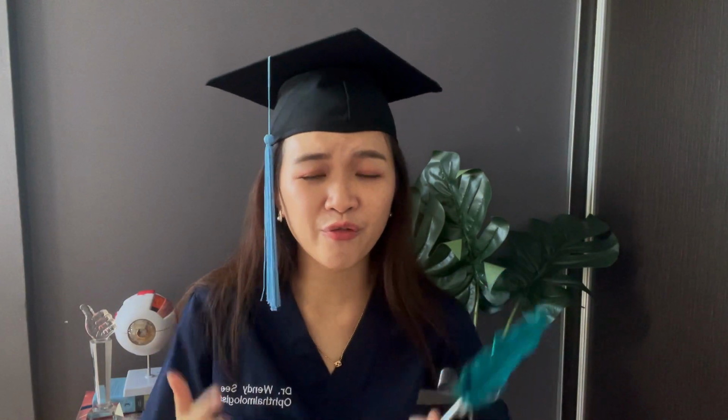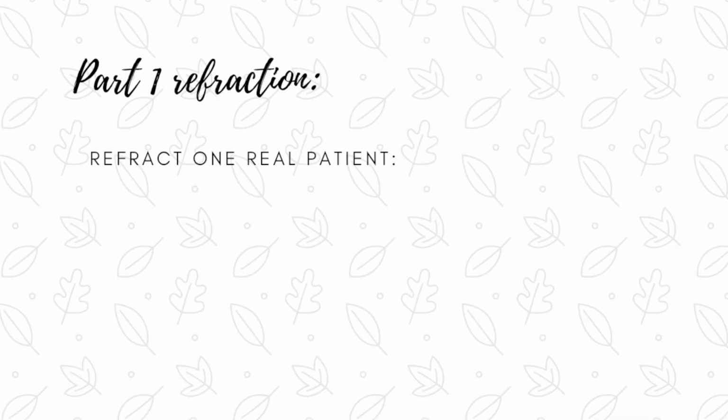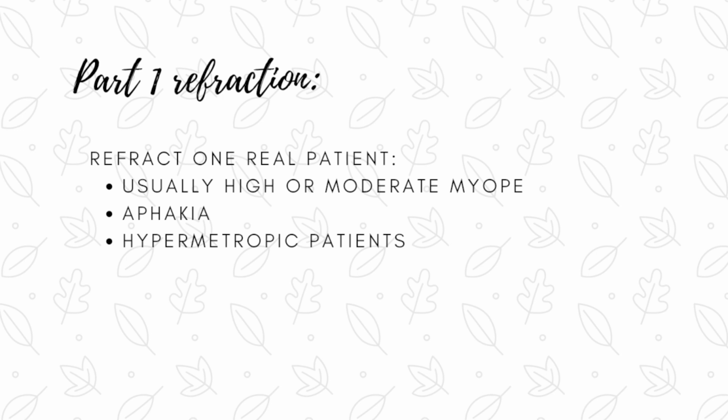Refraction: you're expected to refract a real patient. Some of the favorite patients that you will get are usually moderate myope and high myope. If you're super sway, then you may get an aphakic patient, or a hypermetropic type of patient. Then there will be a Viva on refraction and optics as well.